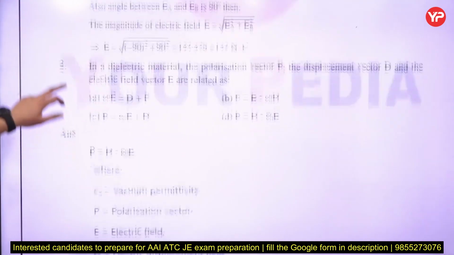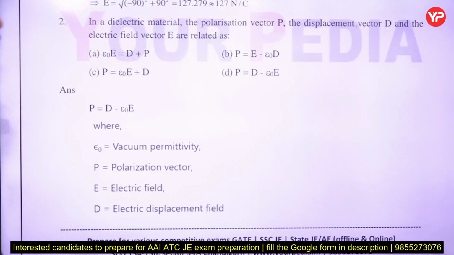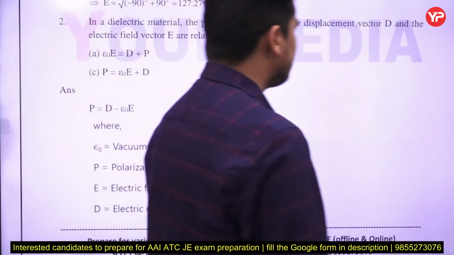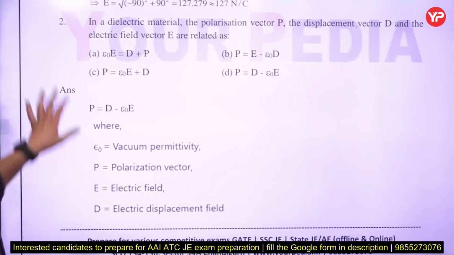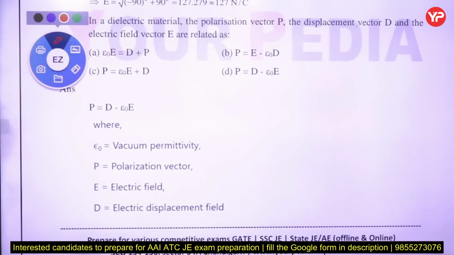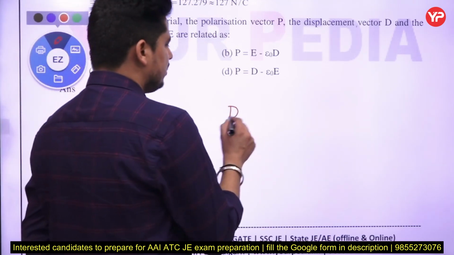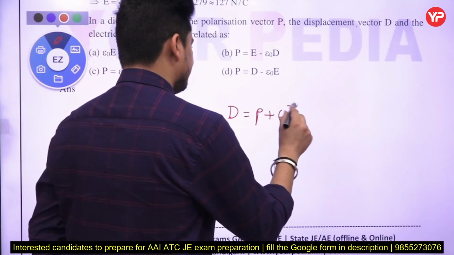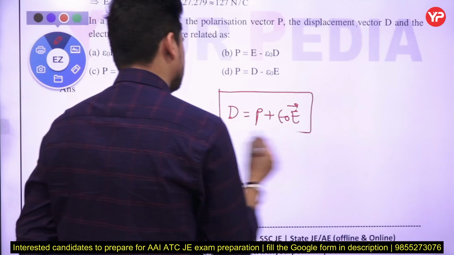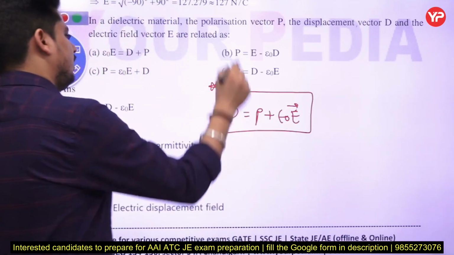Now in a dielectric material, the polarization P, the displacement vector D and the electric field vector E are related with each other. So always remember that D is equal to P plus epsilon naught times E. That is the most important relation.